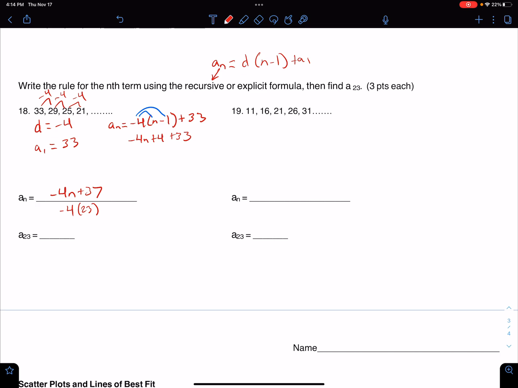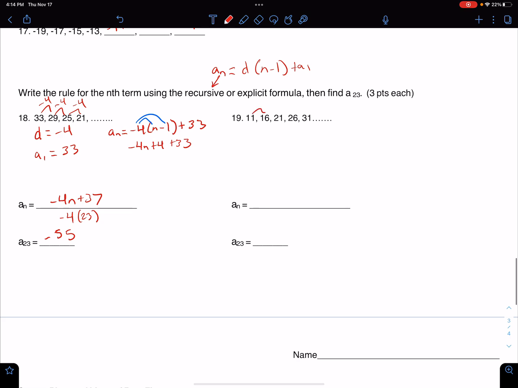So negative 4 times 23 is negative 92. So negative 92 plus 37 is negative 55. So the 23rd term in this sequence is negative 55. Okay, on to the next one.